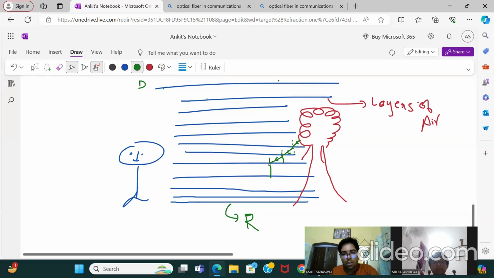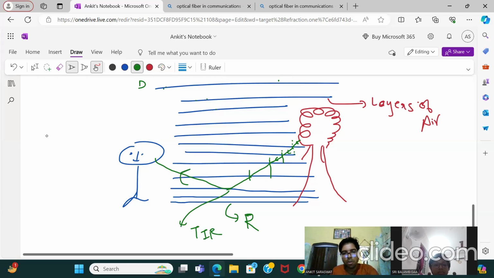At a certain layer, you will see again it is going away from the normal. At a certain layer, TIR will take place. Clear? Here TIR happens because light is going from denser to rarer at a certain condition, at a certain layer.